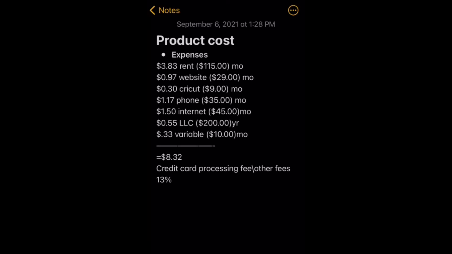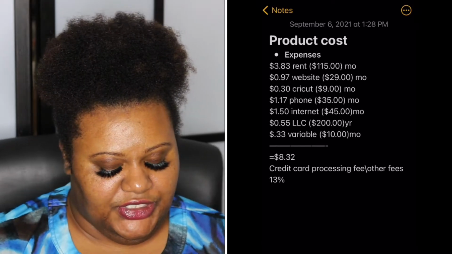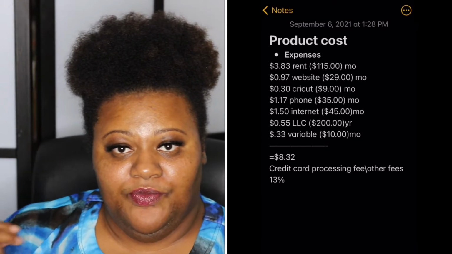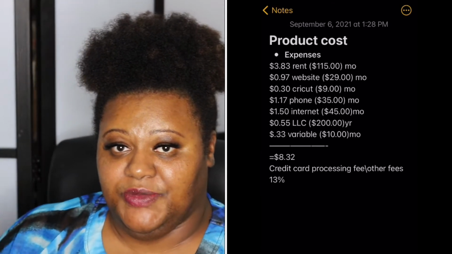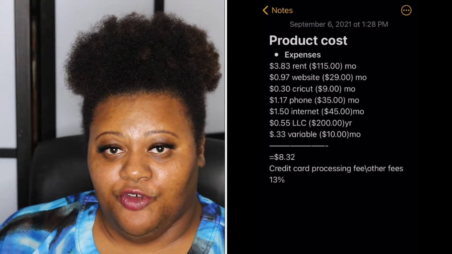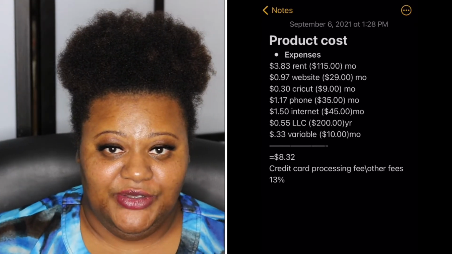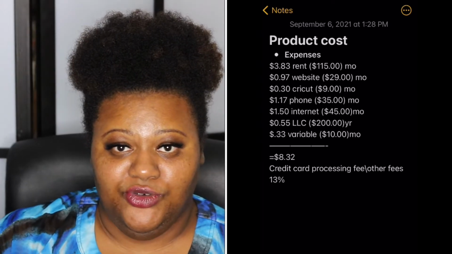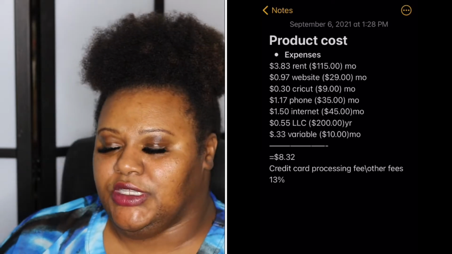So that's my expenses for the month, which is $8.32. If you look under that, it says credit card processing fee and other fees of 13%. That's basically what the credit card company charges me, what my website fees charge me. I put that all into one. We're not going to worry about that number right now. We're going to come back to it later on in this video, so don't get hung up on that right now. So let's just talk about the $8.32.